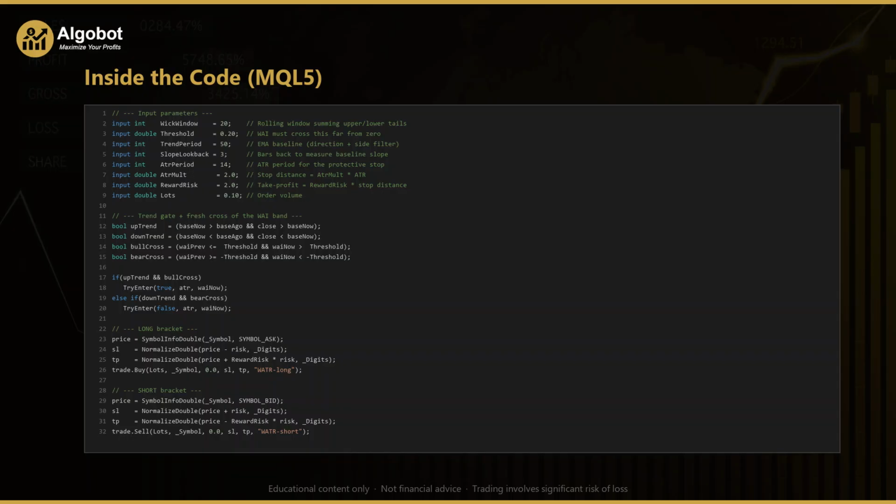The variable uptrend is true only when the baseline now is greater than the baseline a few bars ago and price is above it. The variable downtrend is the mirror image.